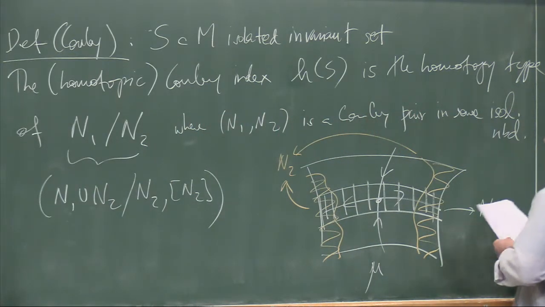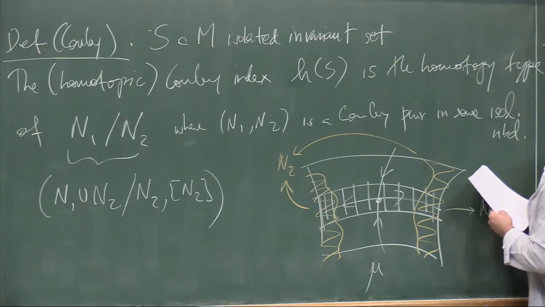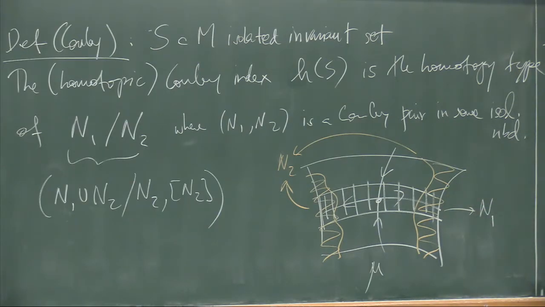Next ingredient I need is something that is common in dynamics, but maybe in the symplectic community is not so common. Well, it's not such a widespread notion. It is the notion of chain recurrence.